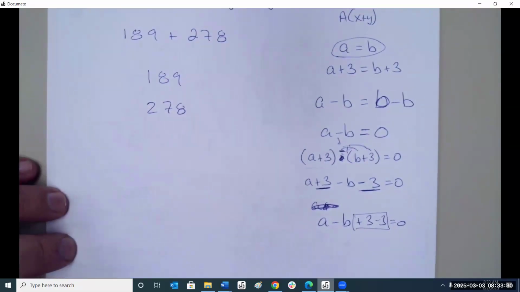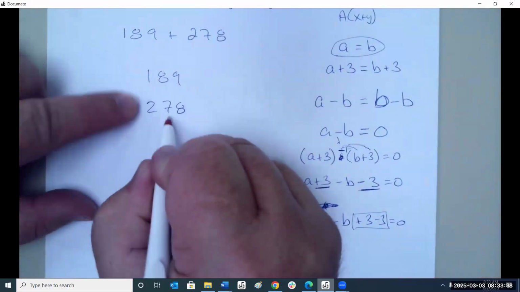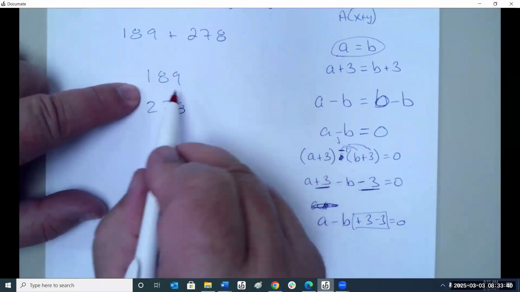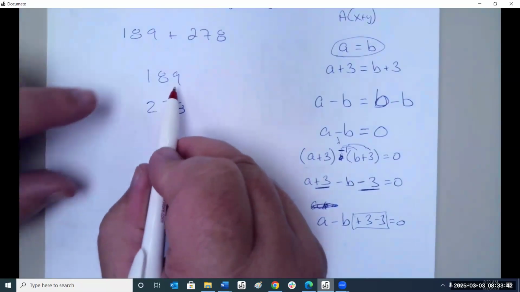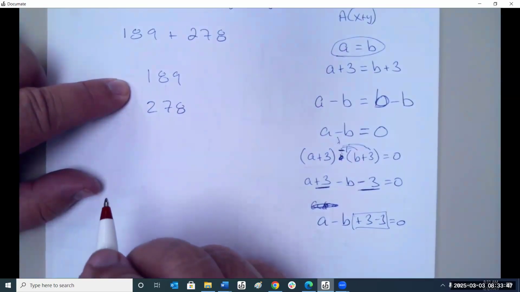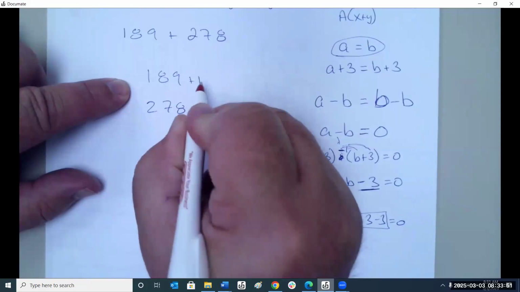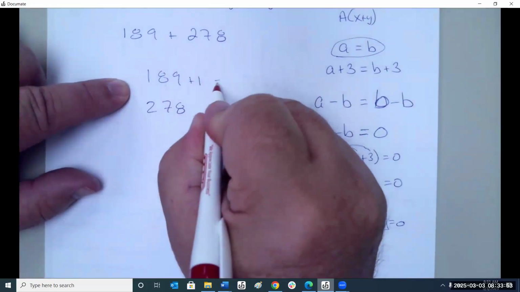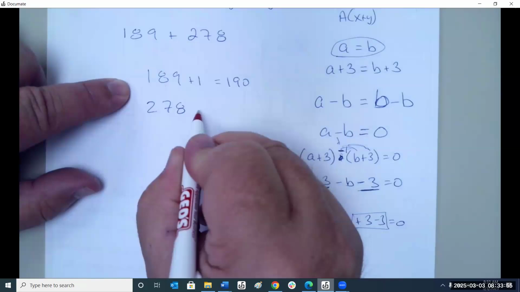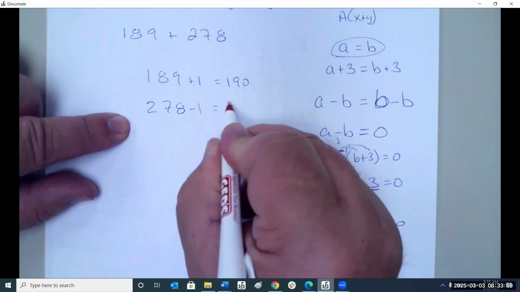What do I mean there? So the objective here is to get to a number that's easy to work with. For example, 189. So the closest, what can we change? Let's worry about tens first. What do we have to do to change this to the next higher number? If we add 1 to it, what do we get? 190. So if we added 1 there, we got to subtract 1 here.